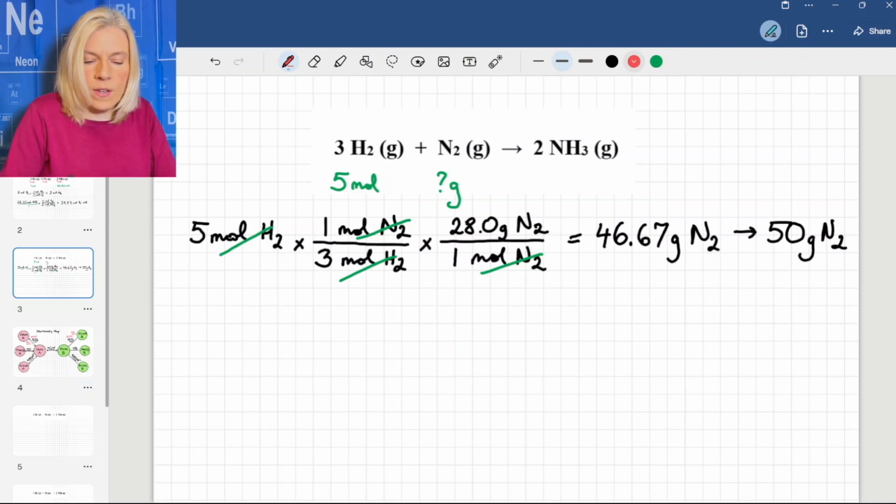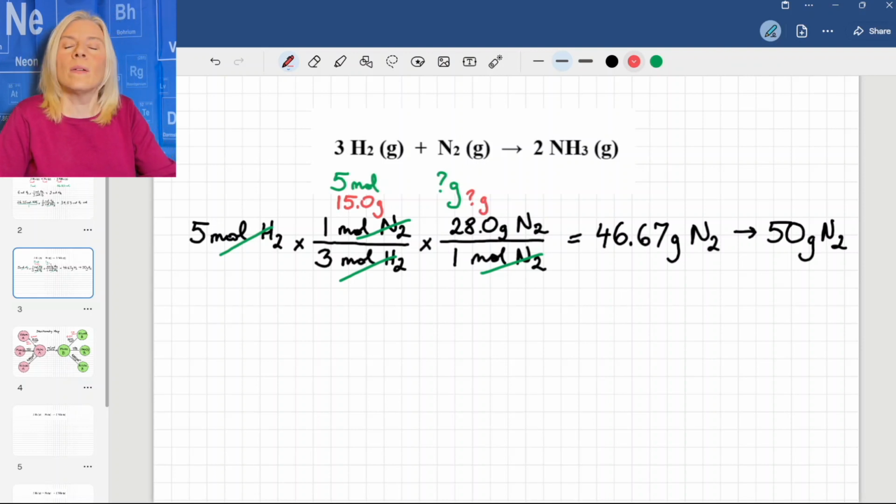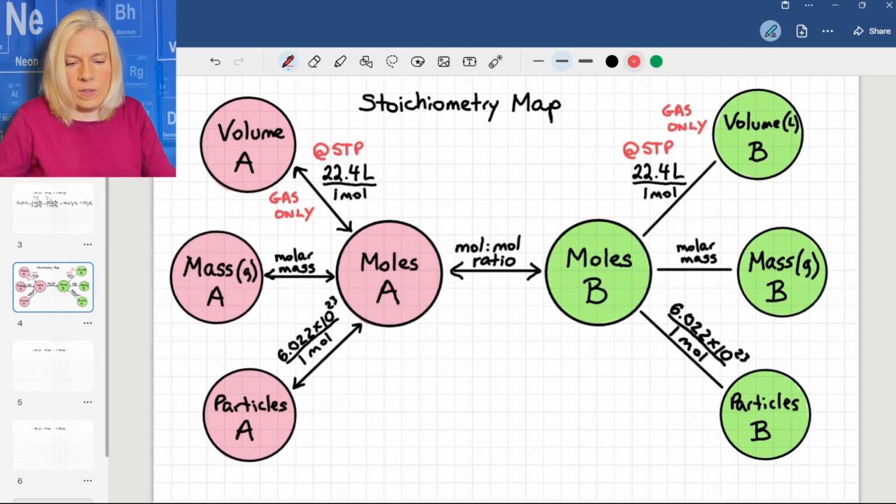What if I have 15 grams? I'm going to put it in a different color. What if I have 15 grams of hydrogen? How many grams of nitrogen are needed? Well, each question becomes a little bit harder, but here is how you're going to deal with this. You're going to look at the stoichiometry map. And this is the plan. That's how you're going to solve every stoichiometry question.